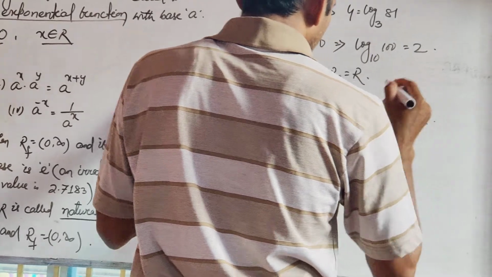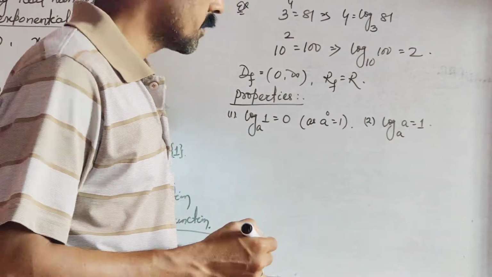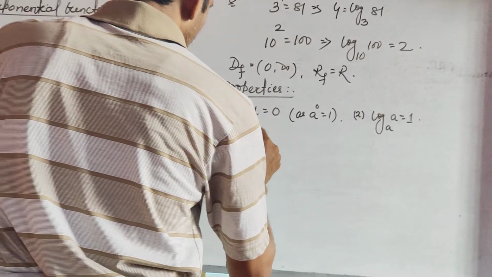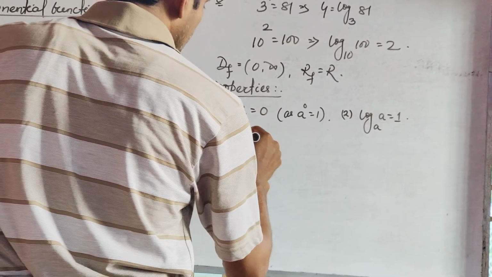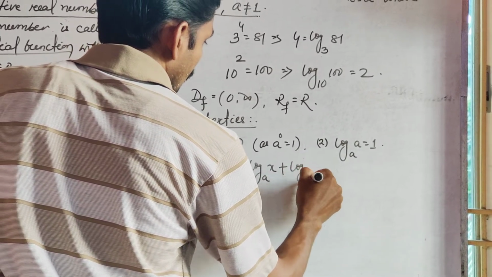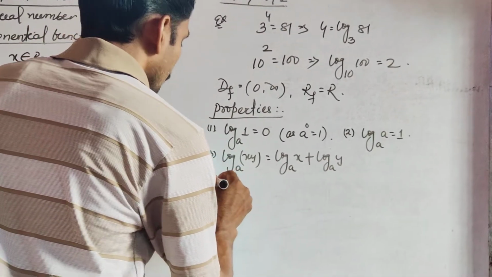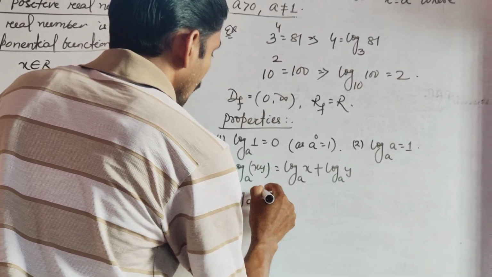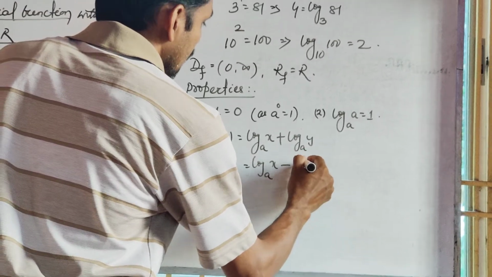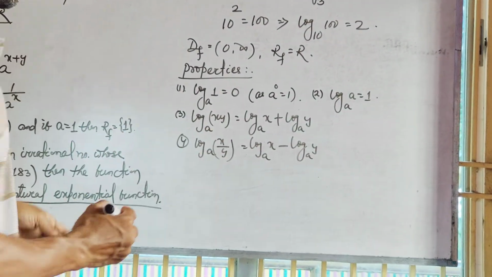log a a is equal to 1. The reason is a to the power 1 is a. Third, log a xy. This is called the product rule. This is log a x plus log a y. When it is multiplied, it is added. Number 4, log a x by y is log a x minus log a y. When it is divided, it is subtracted.